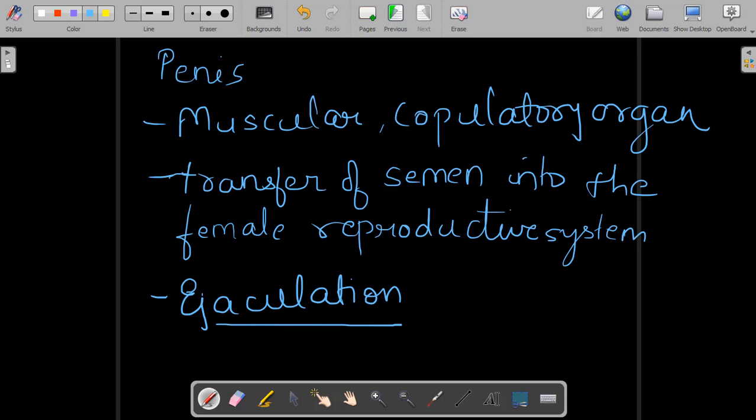So that's all about the male reproductive system. Actually every part is as important, because every part has its own function to do. Okay, so that was all about the male reproductive system.